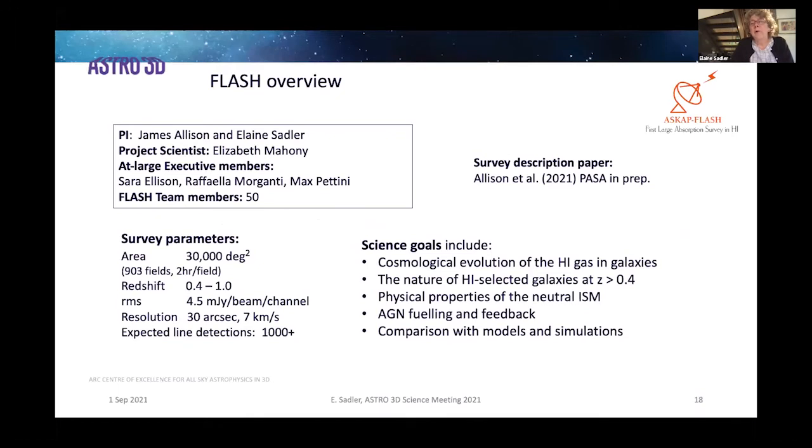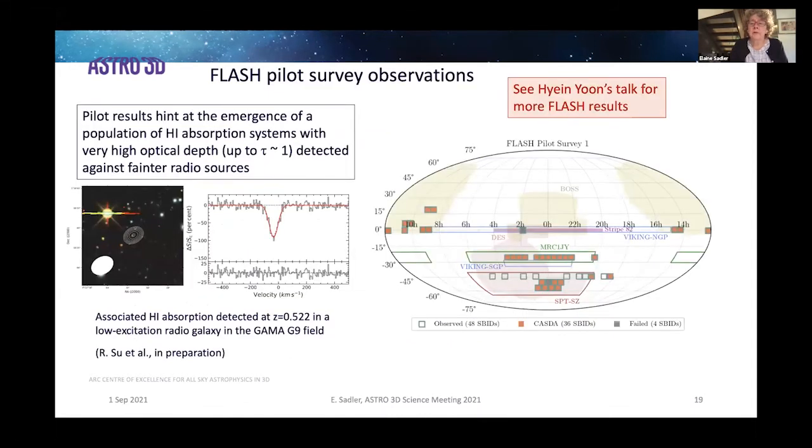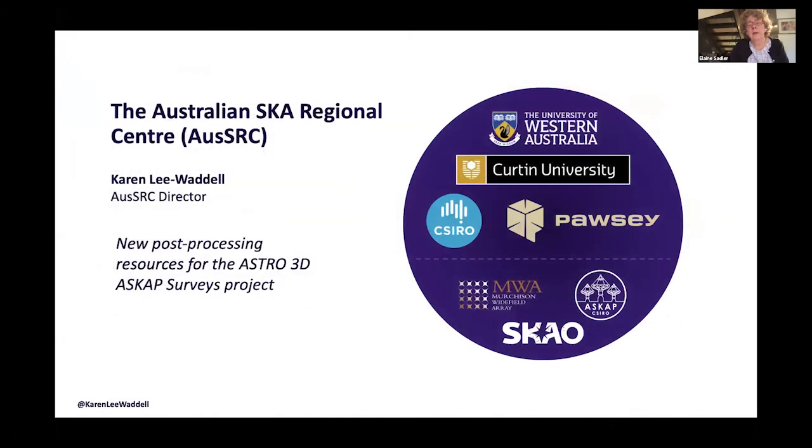I will rush very quickly through FLASH because we're going to have a nice talk from Hayne on this in a moment or two. Again, an all sky survey. You can see the footprint of the pilot fields on the right, and just a bit of a teaser on the left of one of our detections in the Gamma 9-hour field. This is a very, very high optical depth line, almost 100% optical depth there, which is remarkable. We haven't seen this in earlier targeted surveys, so this looks like a new population that's just emerging here.